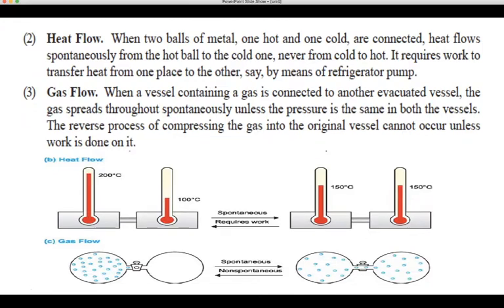Similarly, gas flow. If you see one vessel fully filled with gas and one empty vessel, gas molecules will transfer from the filled vessel to the empty vessel. This is a spontaneous process. From the empty vessel, gas cannot transfer to the filled vessel. So this is a one direction process, whether it is heat flow or gas flow. These processes are known as spontaneous processes, and they include heat flow, gas flow, energy flow, or any other kind of flow that goes in one direction. This kind of process is known as a spontaneous process.